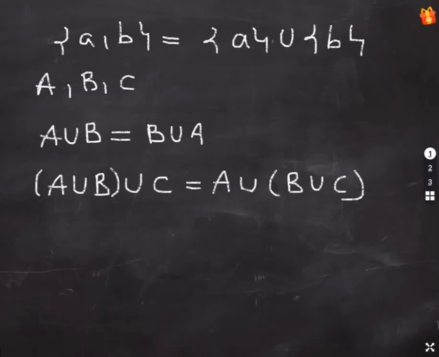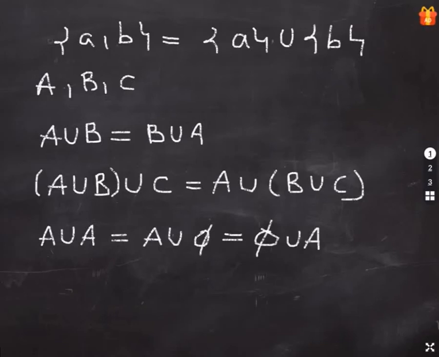And finally, we have that the union of a set with itself is the same thing as the union of that set with the empty set, because of commutation, the commutative property. That's the same thing as the union of the empty set and A, and that's A.